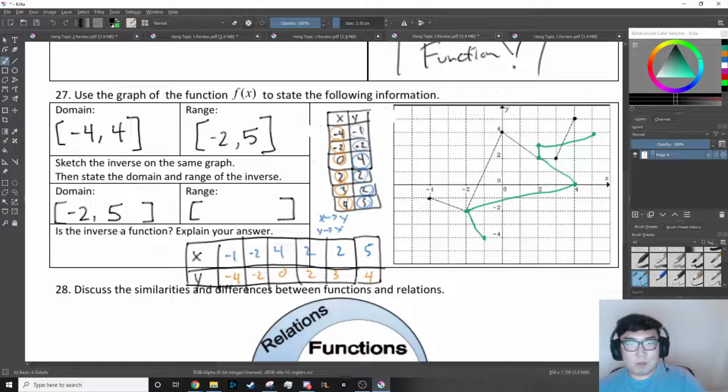And if you notice something, you know that your domain and your range are similar whenever you take the inverse because of our inverse rule. We know that our range is going to become our domain and our domain is going to be our range. So even if I don't look at this graph right here, I can already tell that's going to be [-4, 4]. And to check my work, my lowest point is -4 and my highest point is 4.